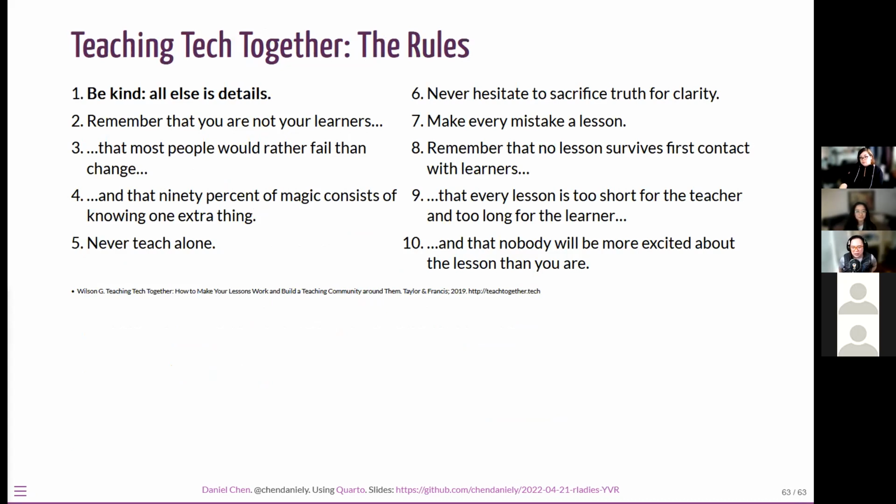this was a list that was compiled by Greg Wilson about all the rules that you should think about while you're teaching. And I'll just leave this up here for people to read, but I really do think that rule number 1 is probably the most important one out of all of them. So I think that is it.